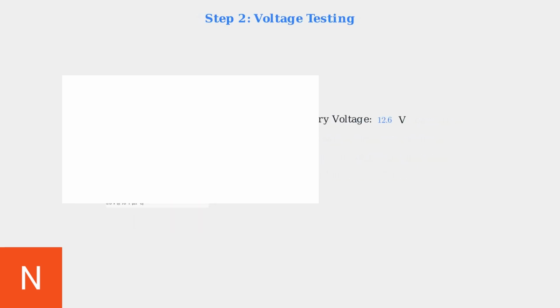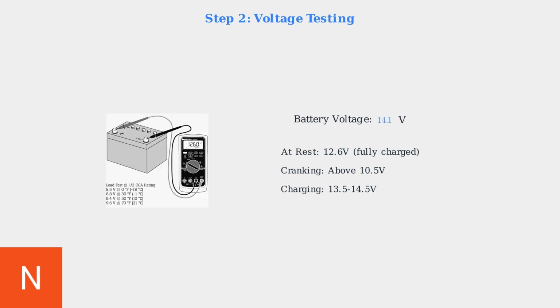Step 2 is voltage testing. This is the most critical diagnostic step. A healthy battery should read 12.6 volts when the engine is off. During cranking, the voltage should stay above 10.5 volts. If it drops below this, the battery is likely failing. With the engine running, you should see 13.5 to 14.5 volts from the charging system.